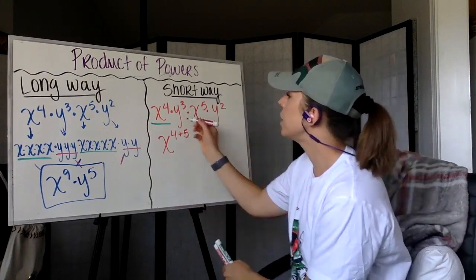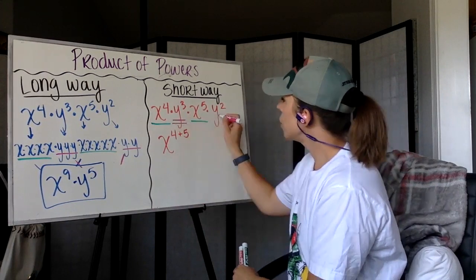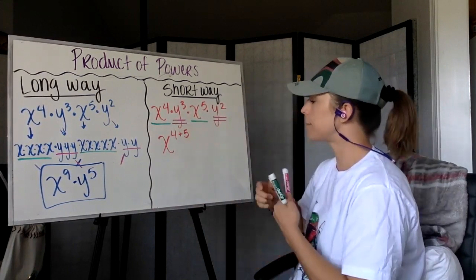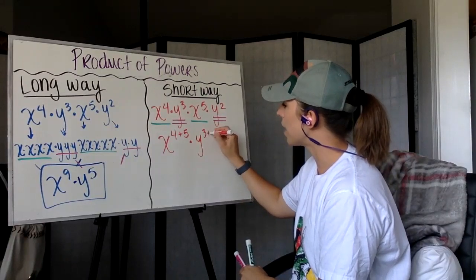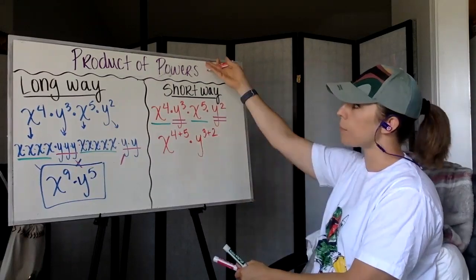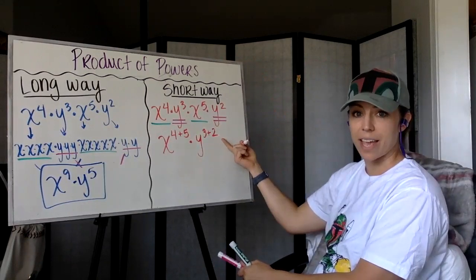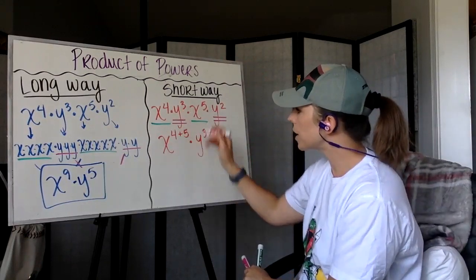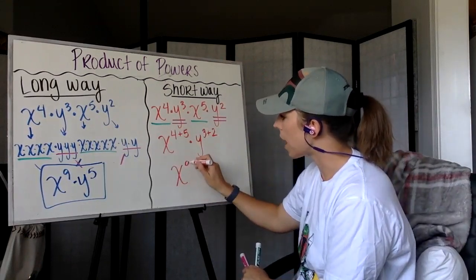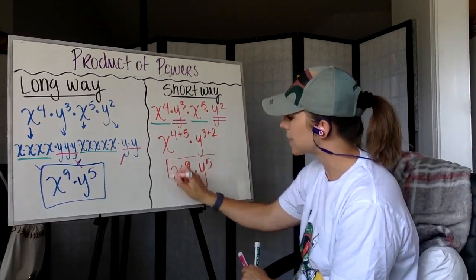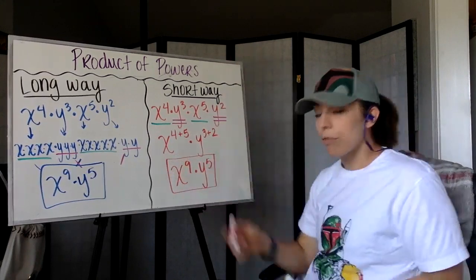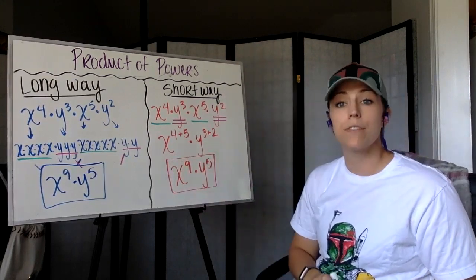And then I'm multiplying 3 y's here with 2 y's here. So I'm taking those 3 y's and I'm adding on the 2 more. That's why the product of powers property says you add the exponents. Well, the 4 and the 5 gives me a grand total of 9, and the 3 and the 2 gives me a grand total of 5, and you get the same exact answer in a fraction of the time with a fraction of the work.